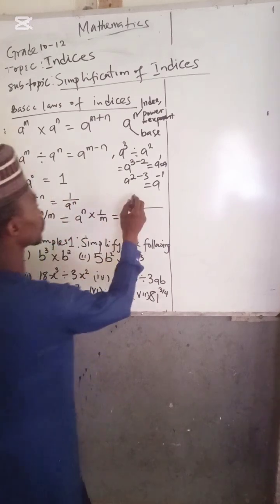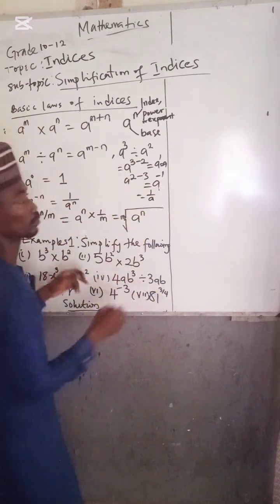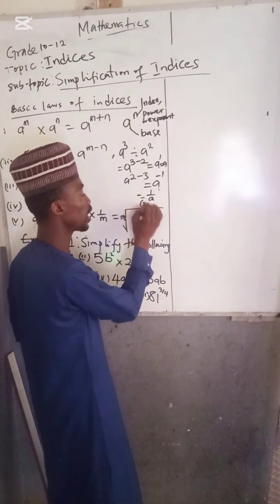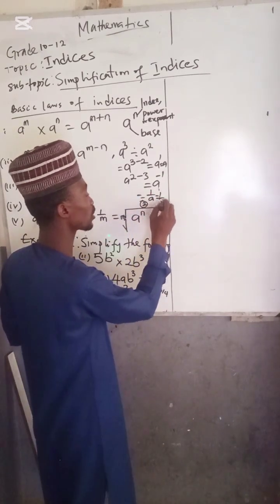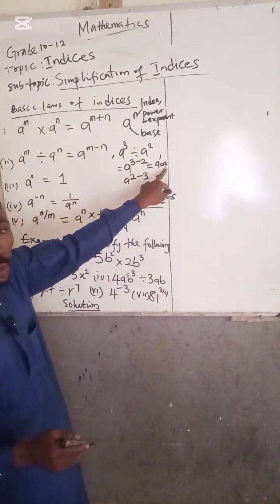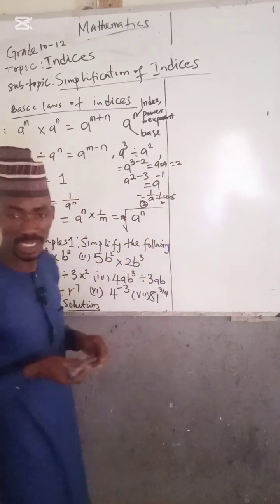1 over a. 1 over a. Assuming a is 2. If a is 2, 1 over 2 is what? 1 over 2 is 0.5. In this case, you have what? 2. Can you see that the numbers are not the same?